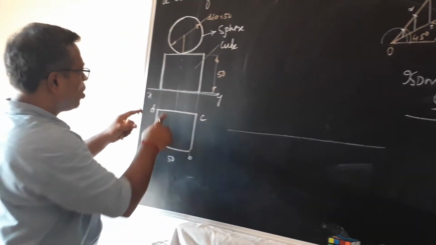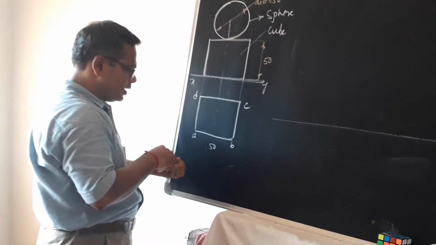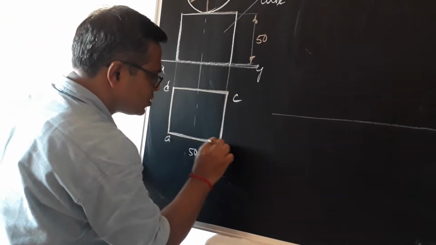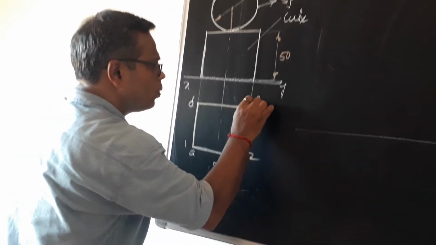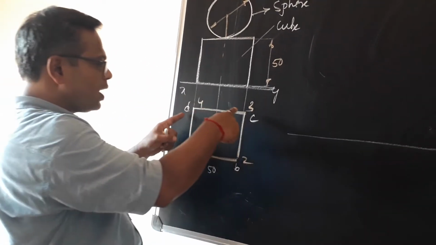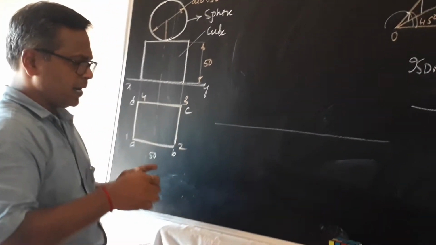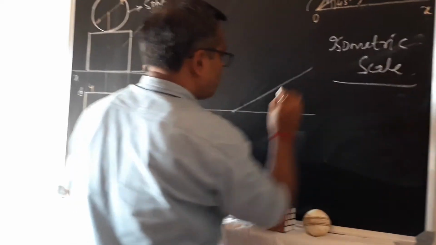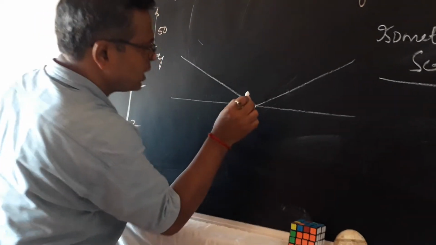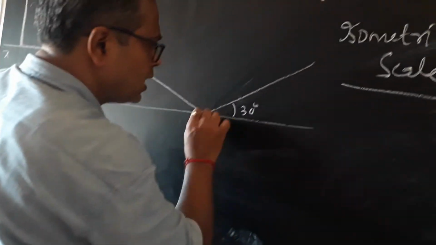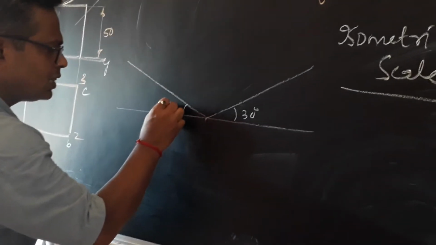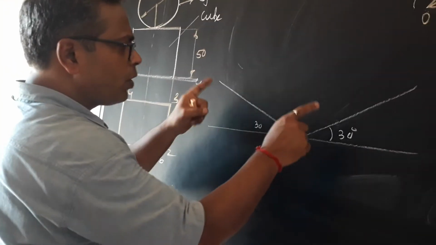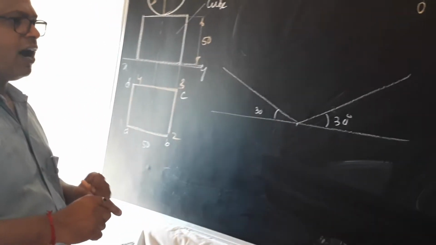The bottom face is the square ABCD. Initially we have to enclose the square in a box. The box is 1, 2, 3, 4. This square 1, 2, 3, 4 I should draw isometrically. How? Draw a horizontal line, fix the point here, and draw a 30 degree line on each side, at an angle of 30 degrees to the horizontal. So this square 1, 2, 3, 4 is drawn as a rhombus in isometric projection.